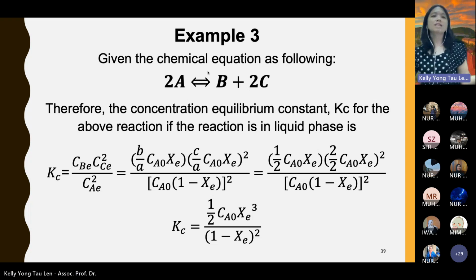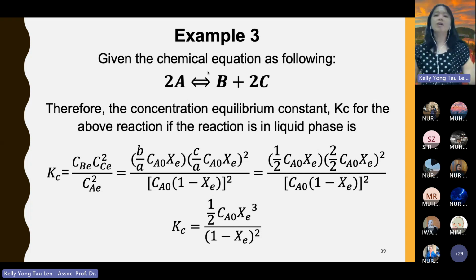Okay, so example case macam ni lah. Let's say now you have chemical equation as following. 2A reversible reaction to produce B and C. So let's say kita nak express Kc dalam bentuk Ca0 dan Xe. So you may ask, kenapa setiap kali kita kena buat macam ni? Sebab bila kita design reactor, we cannot be able to measure CAE, CBE, CCE, CDE. Kalau bayangkan satu reaktor tu, you have mixture of compound. It's impossible for you to separate. Kena pasti berapa concentration A, concentration B, concentration C, concentration D.